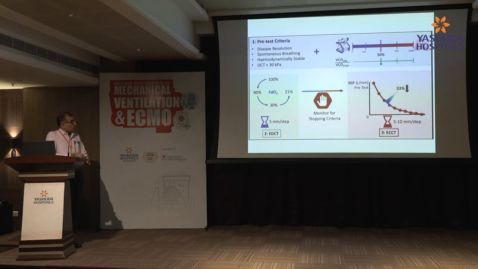Then you do an ECMO oxygen challenge test, where you keep reducing the ECMO FiO2 from 100 to 60, 30 and 21, and you see the response every time you reduce. And then you keep reducing the sweep gas flow and look at the response. Initially, gradually, you keep reducing, you keep checking the blood gases, and you see how much oxygenation there is and what carbon dioxide levels are there.